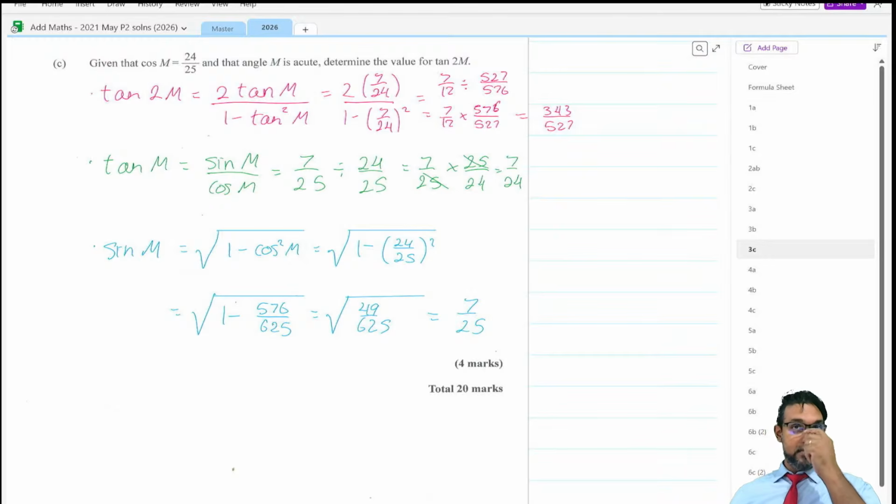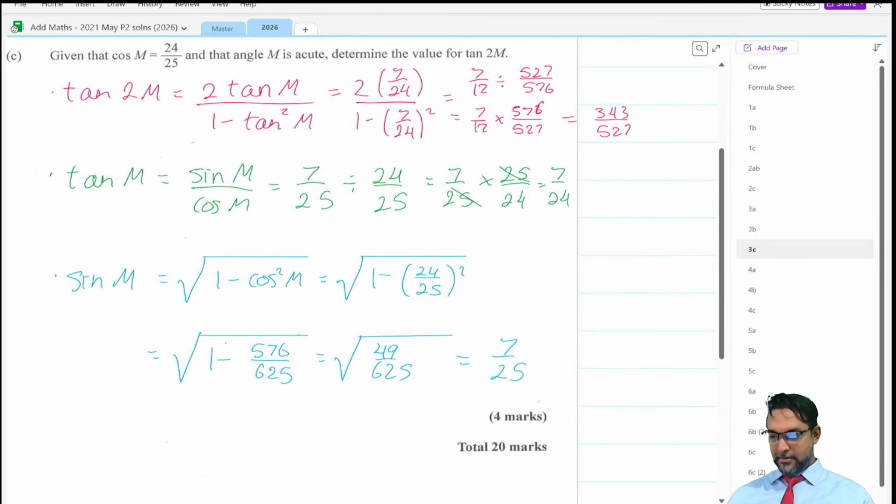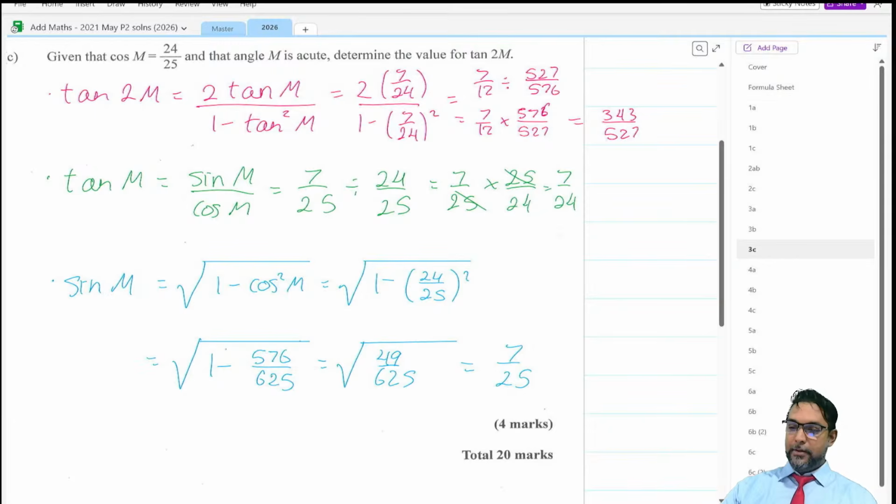I don't get it. No, I get it, but I don't get this specifically. I think you understand. I must re-explain this question. Alright, cool. So what have they done? They've given us cos m and they want tan 2m. So from the tan 2m expansion, I have 2 tan m over 1 minus tan squared. But to find tan, it's sine over cos. I do have cos, I need sine.